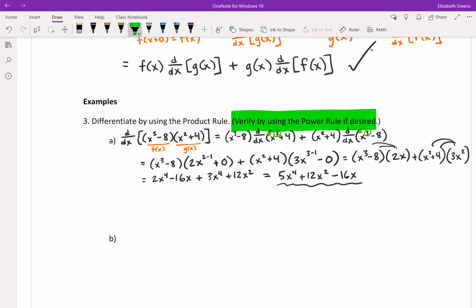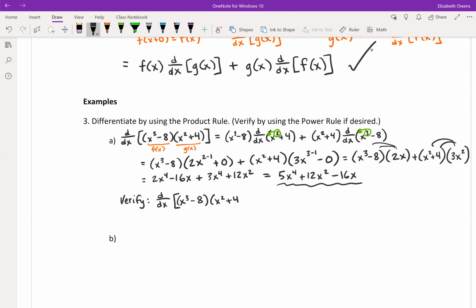Now we can verify this by using the power rule just to check and make sure everything turned out okay with that product rule. So to verify, we are taking the derivative of (x cubed minus 8) times (x squared plus 4). And instead of going straight for the product rule now, we are going to distribute out first. So we haven't taken a derivative yet. Keep writing that d dx. And we're going to distribute out everything inside of there.